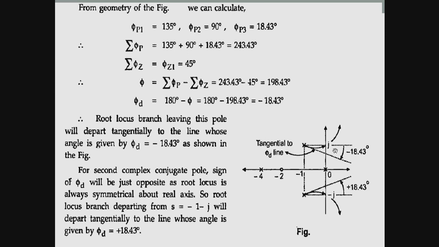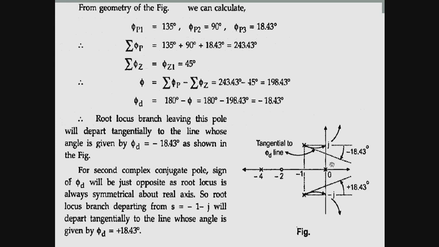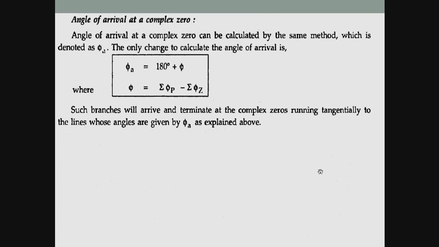So from this point you can draw a straight line with an inclination of minus 18.43. This is how we have to draw it when it is a complex conjugate pole. You can see that this is how it is departing. So this is how we have to draw it.